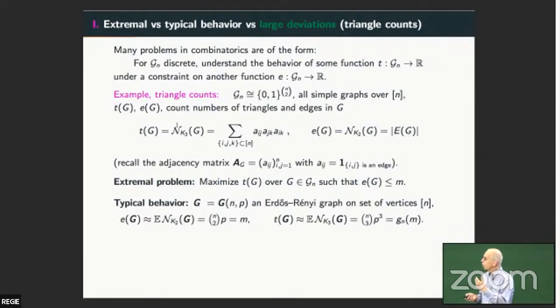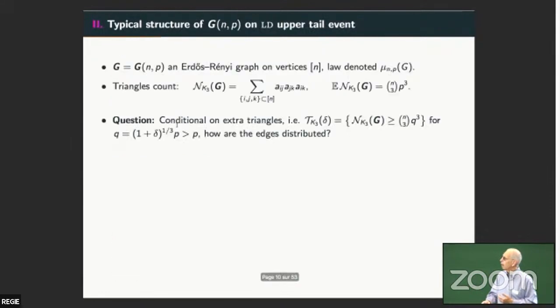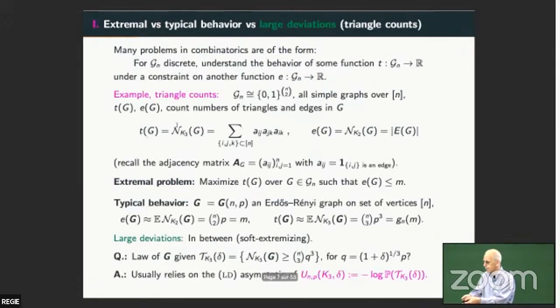There is a way to go in between, and the way to go in between involves large deviations. Large deviations is a way to go in between. It's a soft way of doing extremizing. You are looking at a typical graph, but you are asking how the graph looks under a constraint.